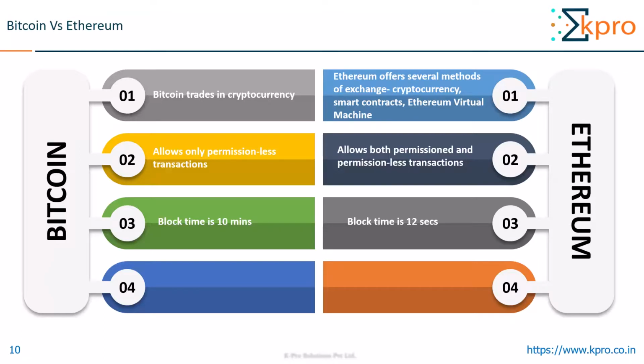The third one is that in order to create a block in Bitcoin, it takes approximately 10 minutes, whereas in Ethereum, it takes approximately 12 seconds. The next one is that Bitcoin offers block rewards to the first miner who solves the block, which is also known as the mining reward. Whereas in Ethereum, instead of rewarding the miner who solves the block, Ethereum allows miners to take a transaction fee. So these are some of the main differences between Bitcoin and the Ethereum blockchain.